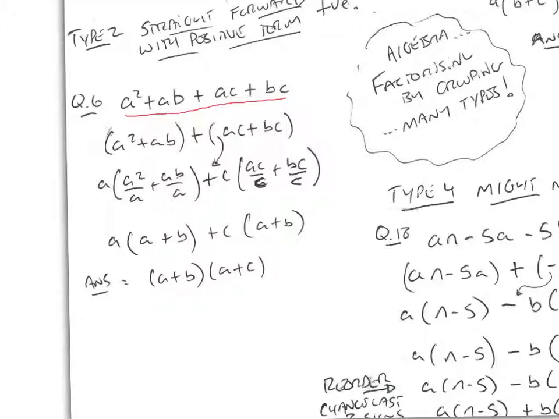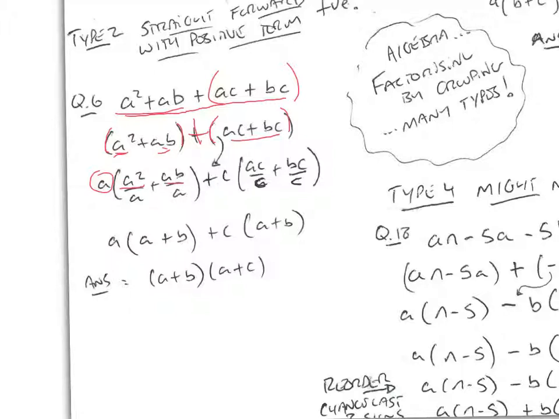So we simply group the first two terms, a squared plus ab, and I always put this plus sign in between the two groups. The remainder is ac plus bc. Then we look for the highest common factor of the first two terms, and that's a, because it will go into both. So we simply divide both terms inside by a.